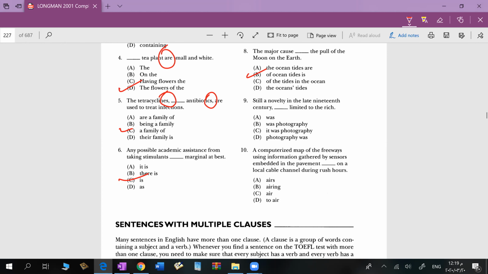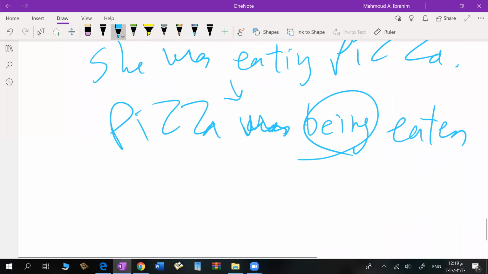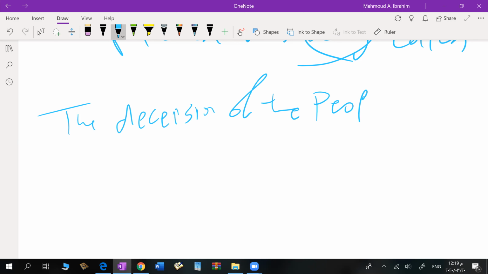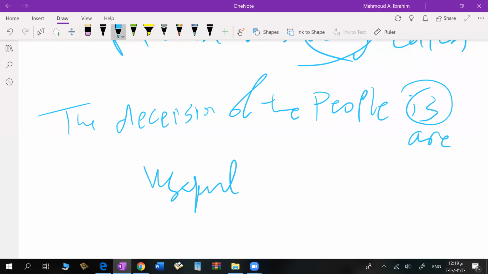Number B, yes. Guys, do not be deceived by proximity. This is a very important trick here. If I say, for example, the decision of the people is or are useful. Is useful.